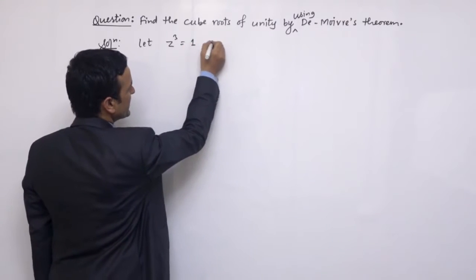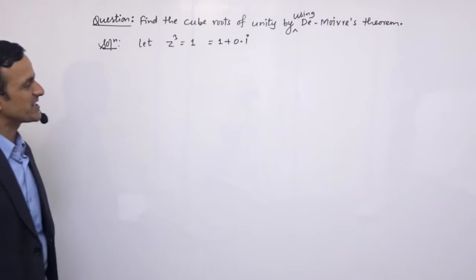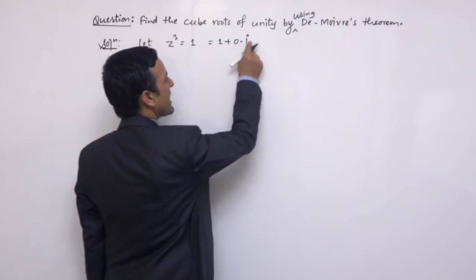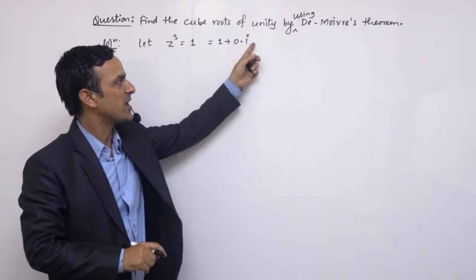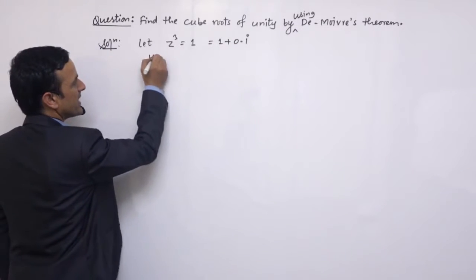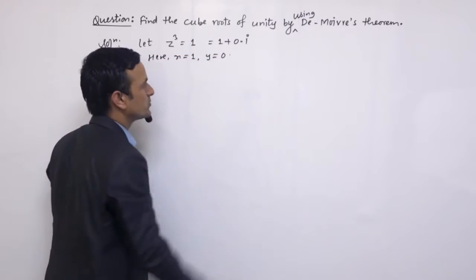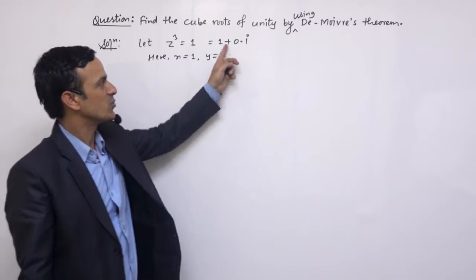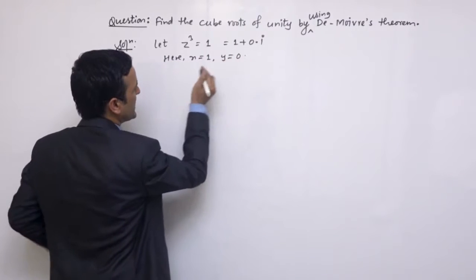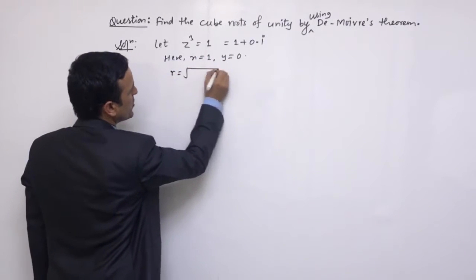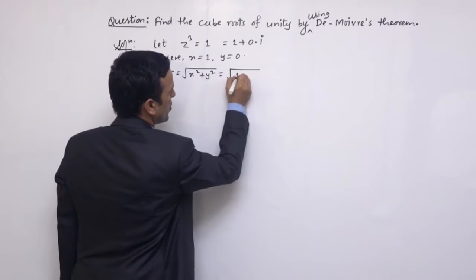So 1 means 1 plus 0i when it is expressed in x plus iy. Then we can express it like this: 1 in the form x plus iy. Now we can see here x is 1 and y is 0. So by comparing this expression with x plus iy, we get x is equal to 1 and y is equal to 0. So from this we can calculate the value of r like this.